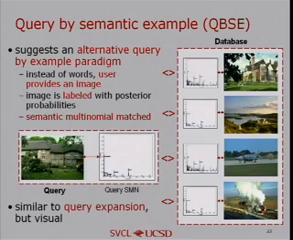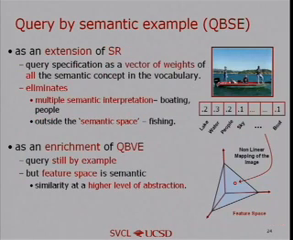If you're an information retrieval person, this is similar to query expansion, but it's a funny type of query expansion where we're using an image, and then the image gets expanded as a vector of probability along all the semantic concepts that the system knows about.